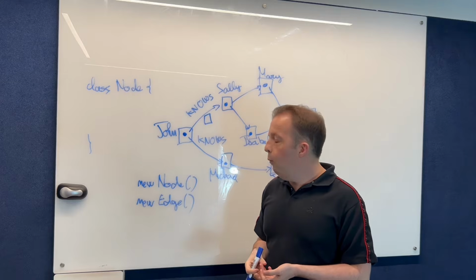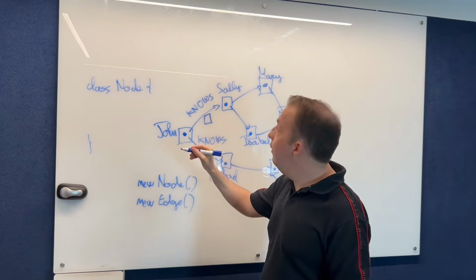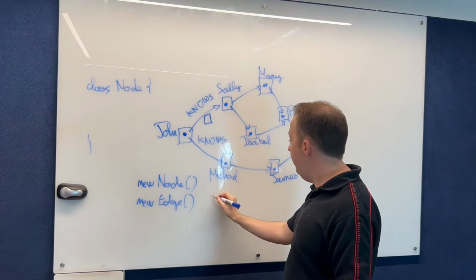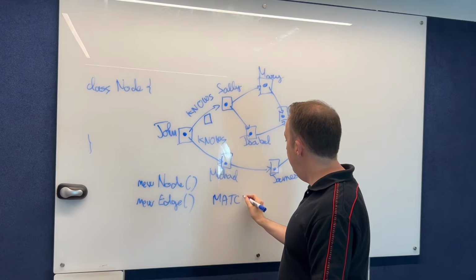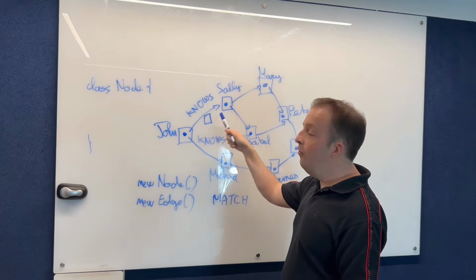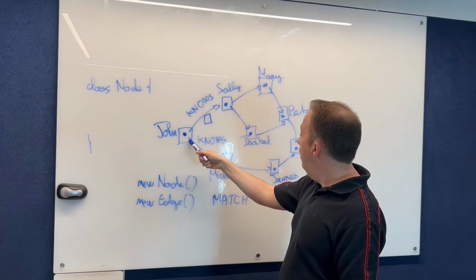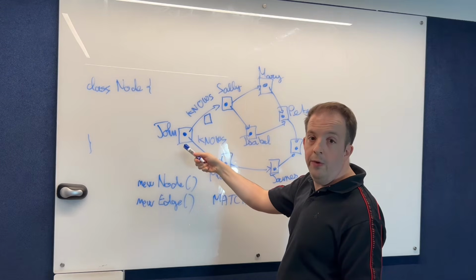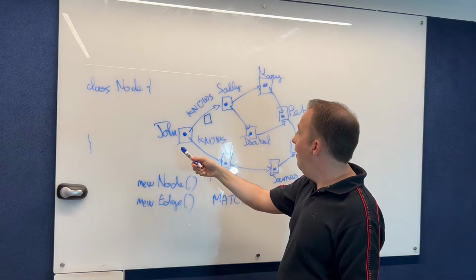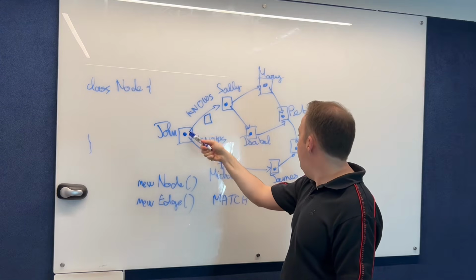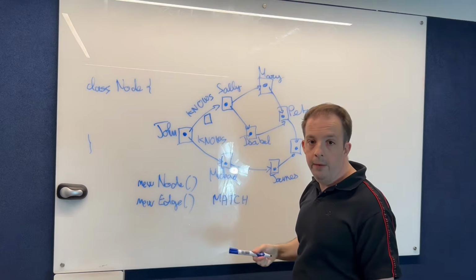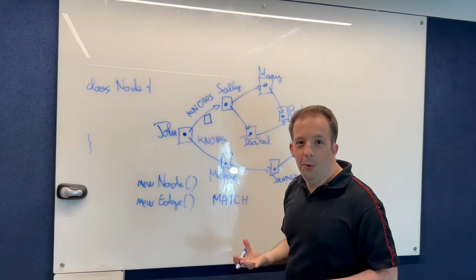So when Neo4j executes your match queries to go from one node to another and to explore your graph, for example, who are the people that John knows directly? Well, it's just Sally and Michael, right? That's what we call a one-hop query.